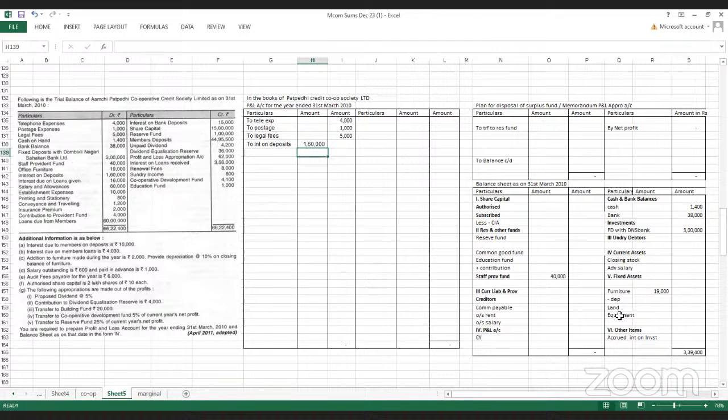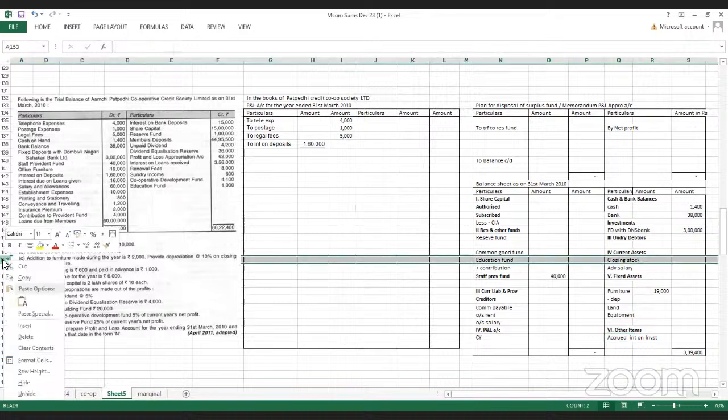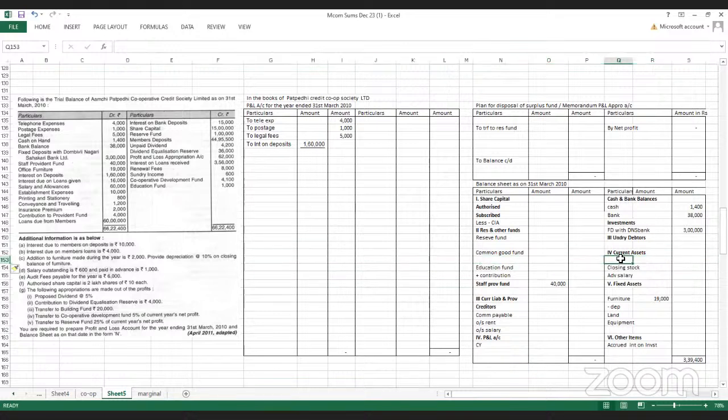Then interest due on loans given. So this is interest receivable. I'll write it in current assets. I'll just have to add one line here: interest on loans receivable. This is a trial balance item, so give only one effect. It is due, meaning outstanding, so receivable.